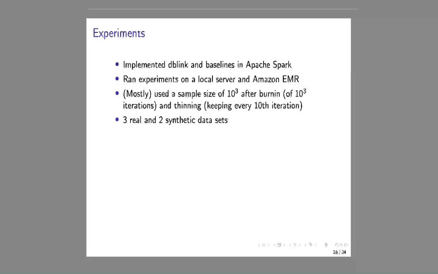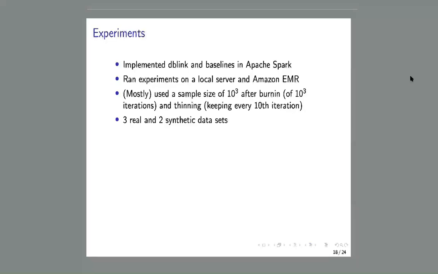This was implemented in the package that we called Deep Link. The baselines were done in Apache Spark. We ran experiments on a local server to see how it ran on a local server as well as on Amazon EMR. We mostly used a sample size of 10 to the third after a burn-in of also 10 to the third iterations, and thinning. We kept roughly every 10th iteration. If there are deviations, they're mentioned in the paper.